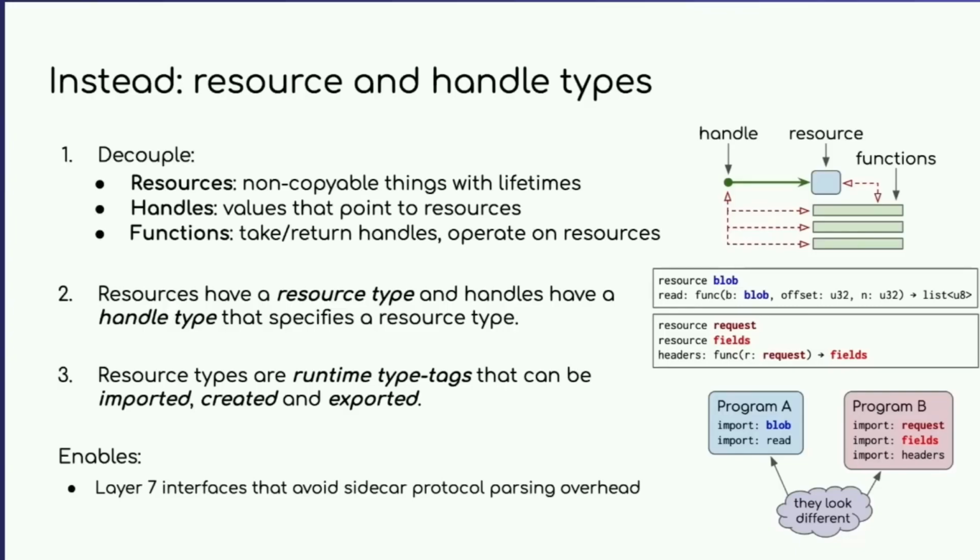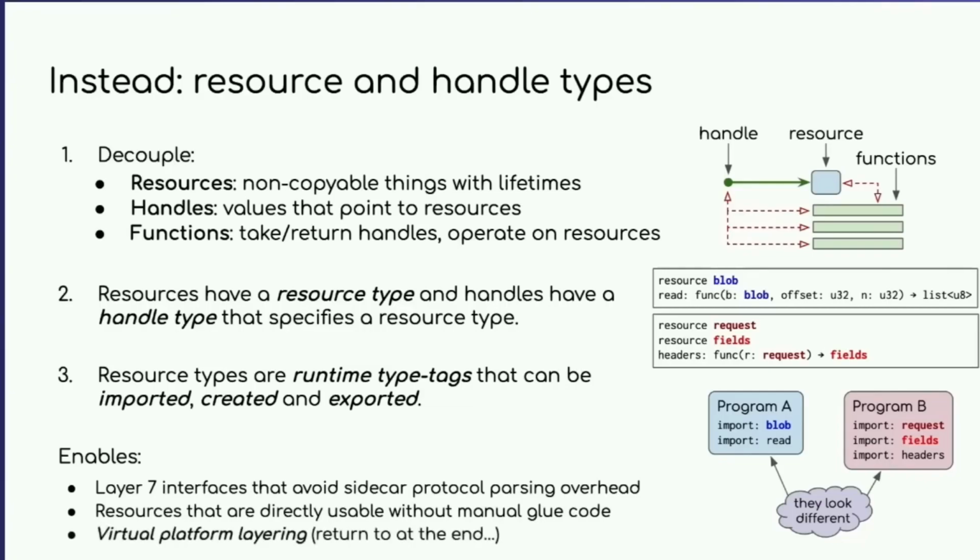And what this enables is things like layer 7 interfaces that avoid sidecar protocol parsing overhead. So for example, if two programs want to pass a request between them, they don't have to serialize it to a socket just to deserialize it on the other side. They can just pass the handle across the boundary. We can have resources that are directly usable without manual glue code. And we can have virtual platform layering, which is something I'll return to at the end.